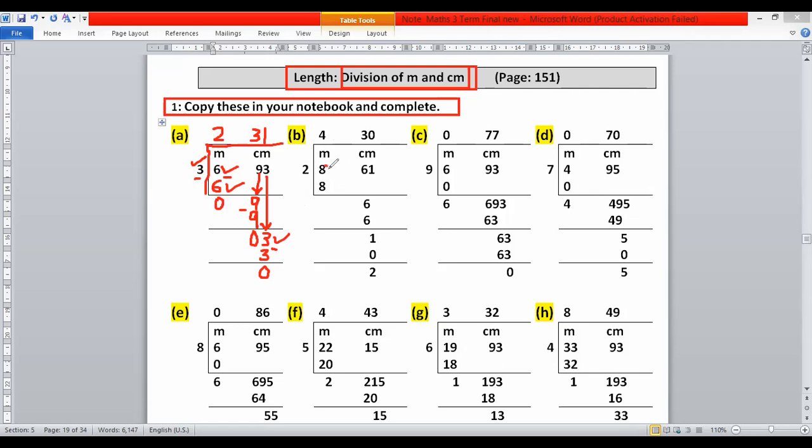Here we have 8 meters 61 centimeter. First of all we divide meters and then centimeters. First we divide 8 by 2. Here 8 meters are given, therefore we divide 8 by 2. 2 fours are 8. After that 8 minus 8 is 0, meaning 0 meters are remaining.